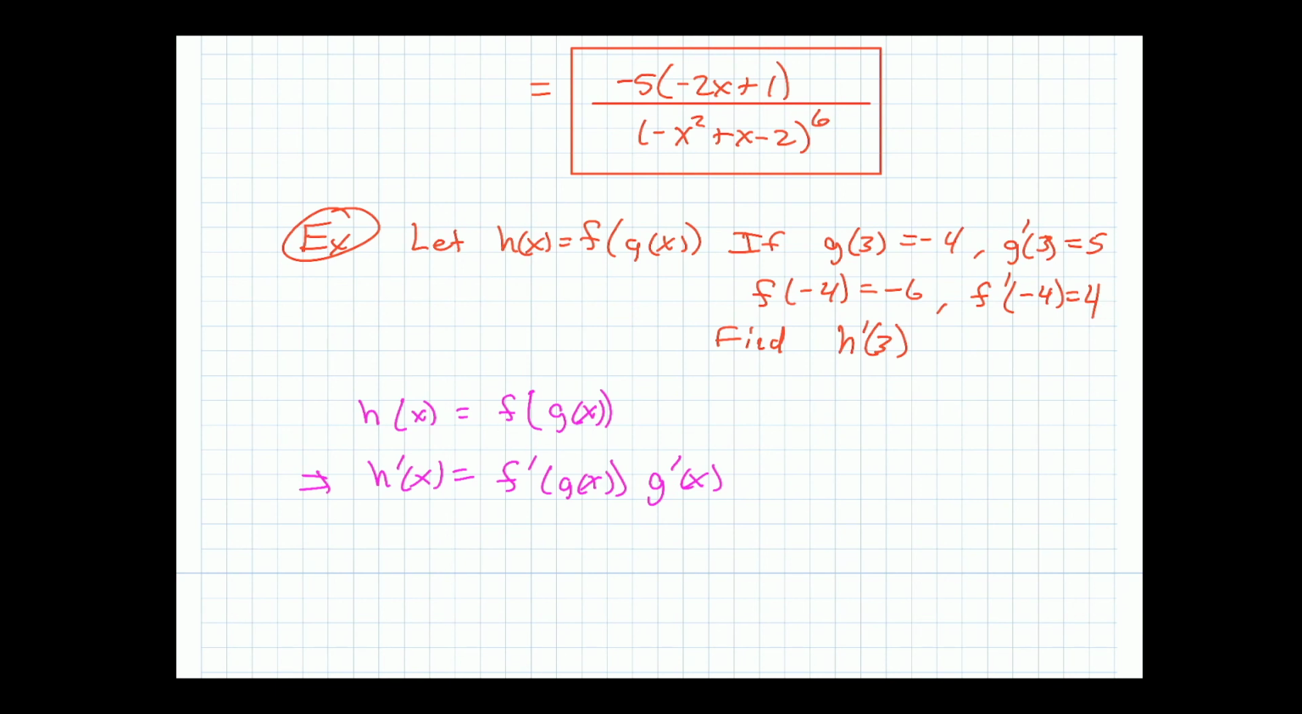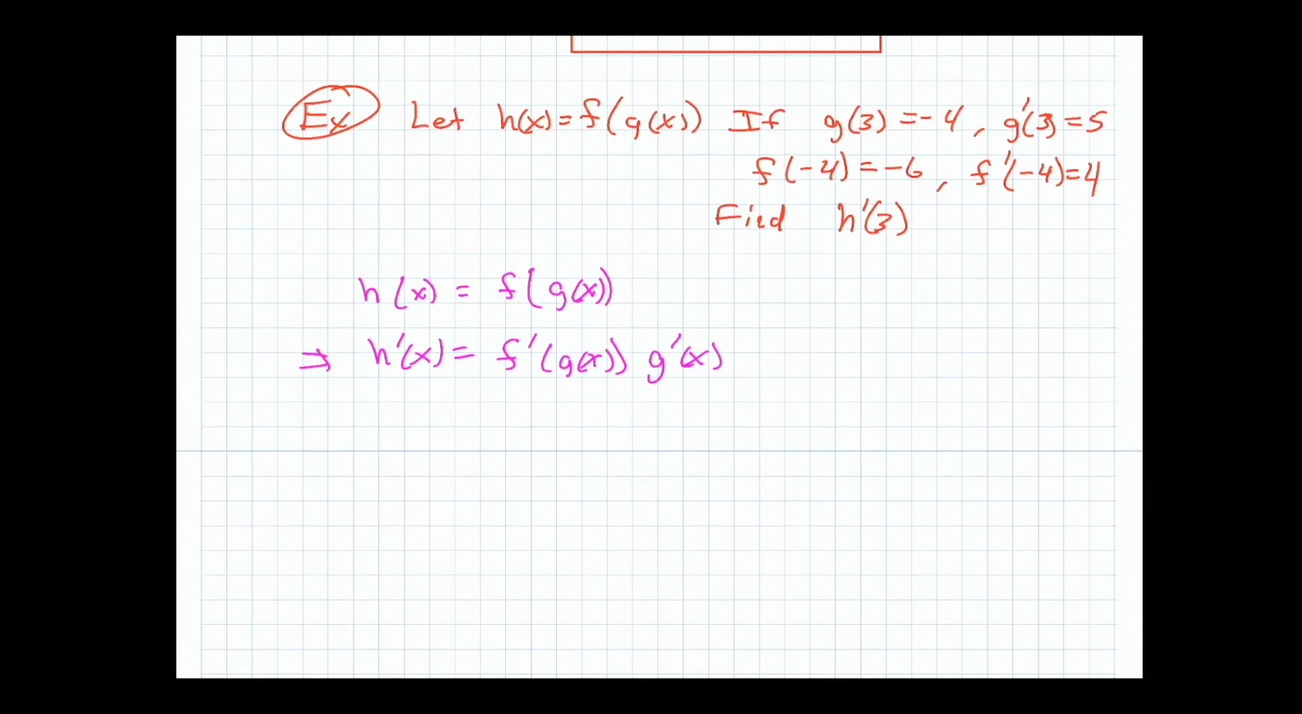So we have that. Now we're supposed to be finding h prime of 3. H prime of 3 means plug a 3 in for x. So you have to plug it in for the x there and the x there. So we have f prime of g of 3, right? There's where we plugged it in. And then g prime of 3, there's where we plugged it in.